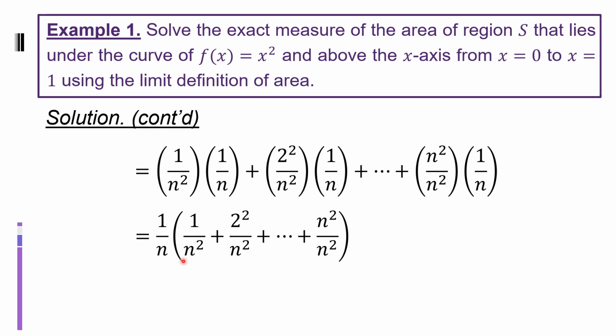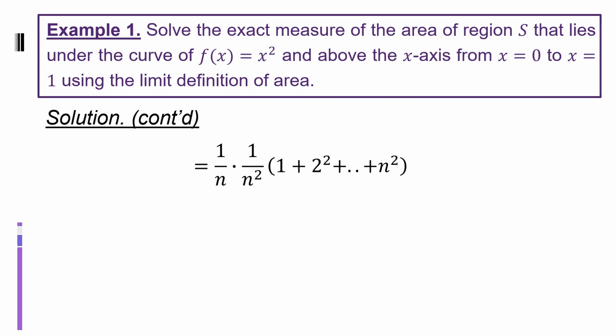But notice that lahat ng terms dito sa loob merong n squared sa baba. Or they have a factor na 1 over n squared. So, pwede ulit nating ilabas yun. So, we now have 1 over n times 1 over n squared at naiwan sa loob yung 1 plus 2 squared plus up to n squared. And we know that by mathematical induction, 1 plus 2 squared plus up to n squared is actually equal to n times n plus 1 times 2n plus 1 all over 6.